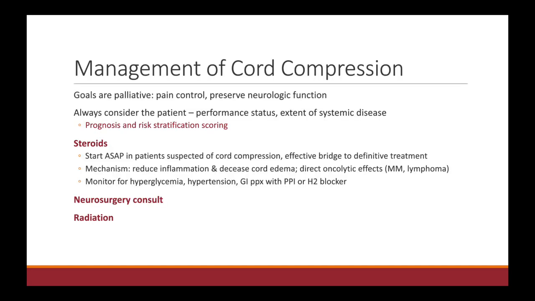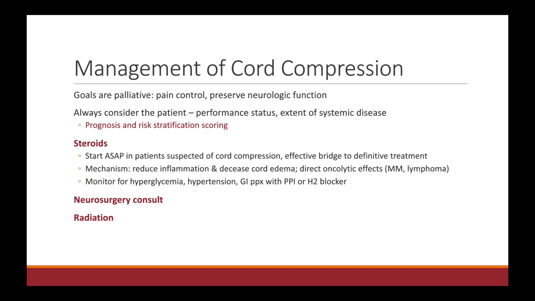We looked at this slide before, and we talked about that in metastatic cord compression, our goals with our treatments are really palliative, to provide pain control and to preserve neurologic function. Always, when we think about giving treatment, we're going to think about what our patient can tolerate based on their performance status, and also what makes sense based on the extent of their systemic disease. And this is really where that RADI's prognosis and risk stratification scoring system comes into play. And then we get into the actual management.